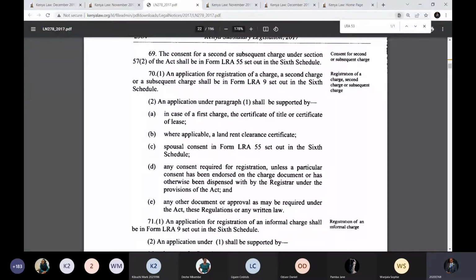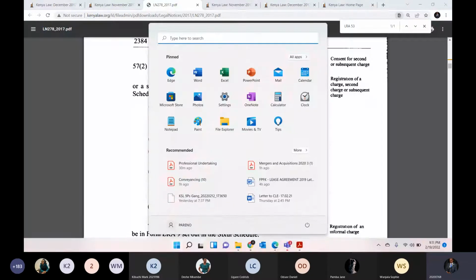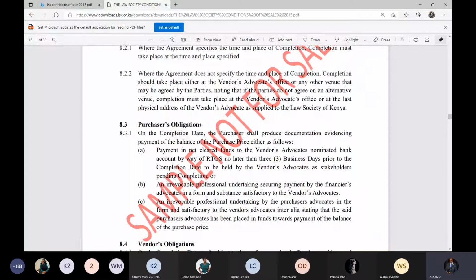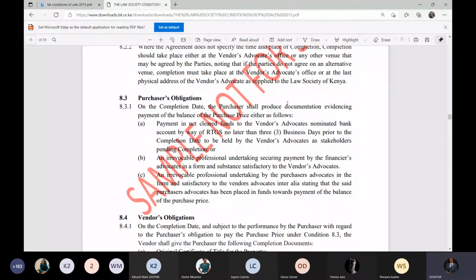Let me open it for you guys. So on the completion date, the purchaser has various options. Either to pay the funds, you need to finish completely clearing the balance of the purchase price. Or if you don't have the balance of the purchase price, you need to give an irrevocable professional undertaking from your financier to the vendor's advocates in the form satisfactory to the vendor.